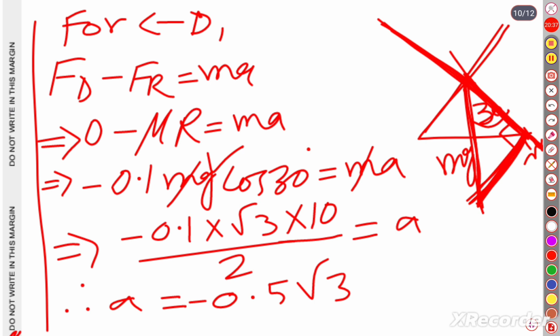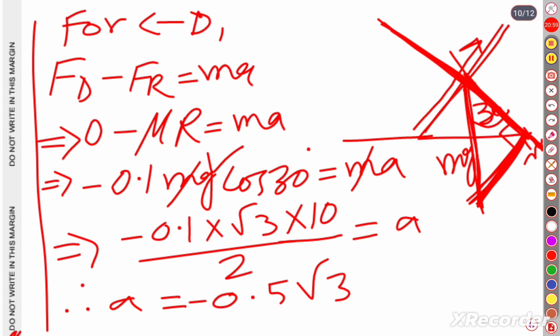Sorry, we skipped one more resistive force. Look at this, the particle is moving up. So when the particle moves up, it is resisted by the weight. So there are two resistive forces. Let me write it once again.